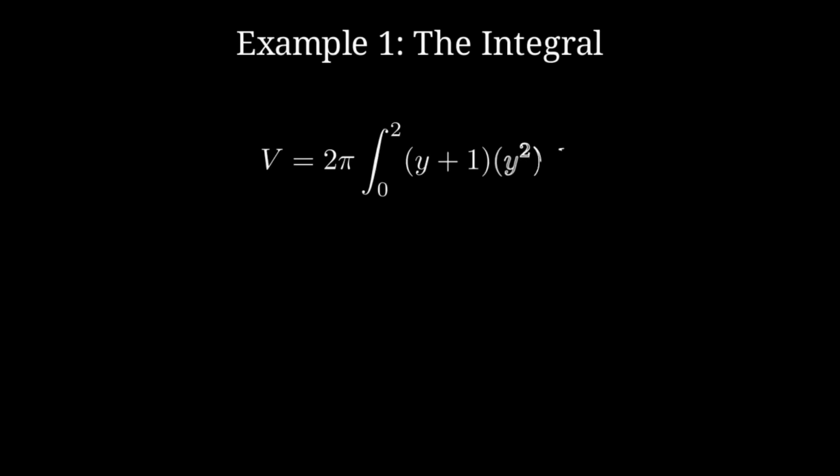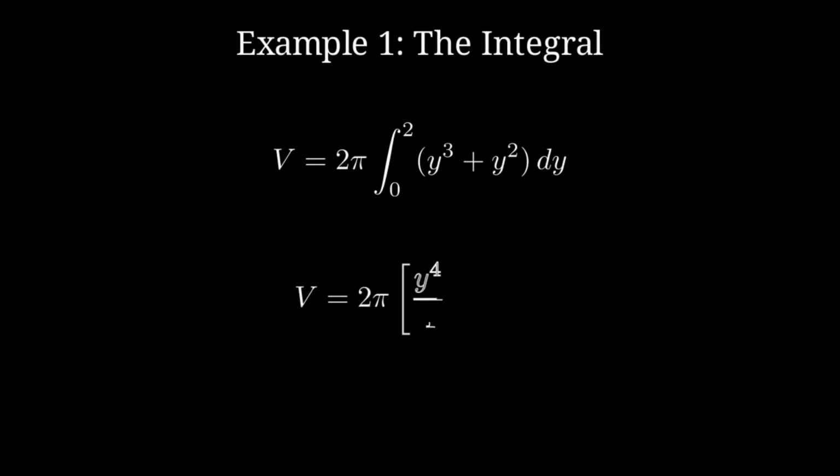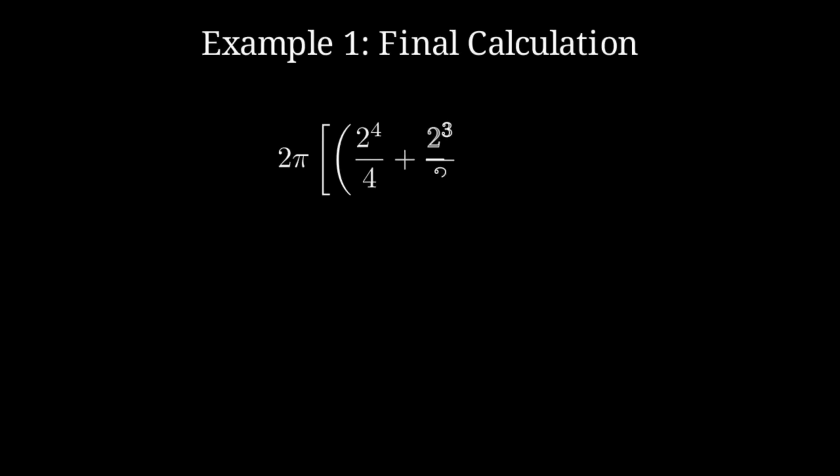We multiply the radius y plus 1 by the height y squared, resulting in the polynomial y cubed plus y squared. Using the power rule for integration, we find the antiderivative, y to the 4th over 4, plus y cubed over 3. Evaluating from 0 to 2, we plug in our bounds.